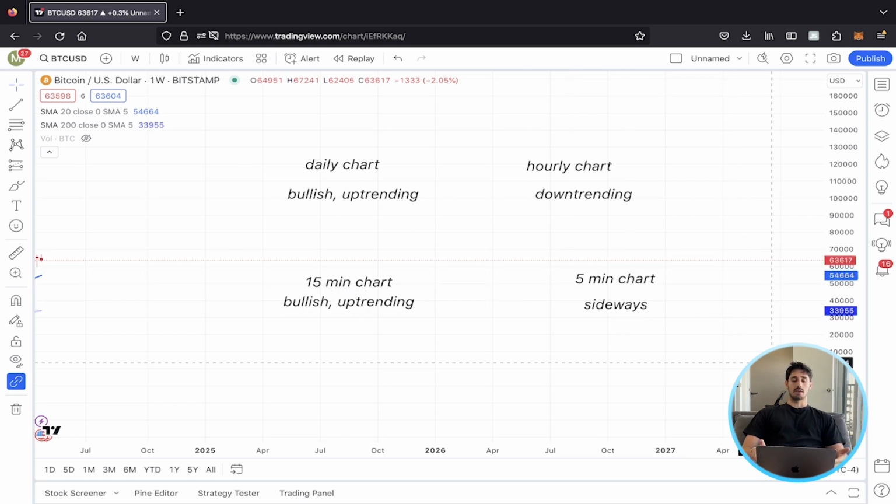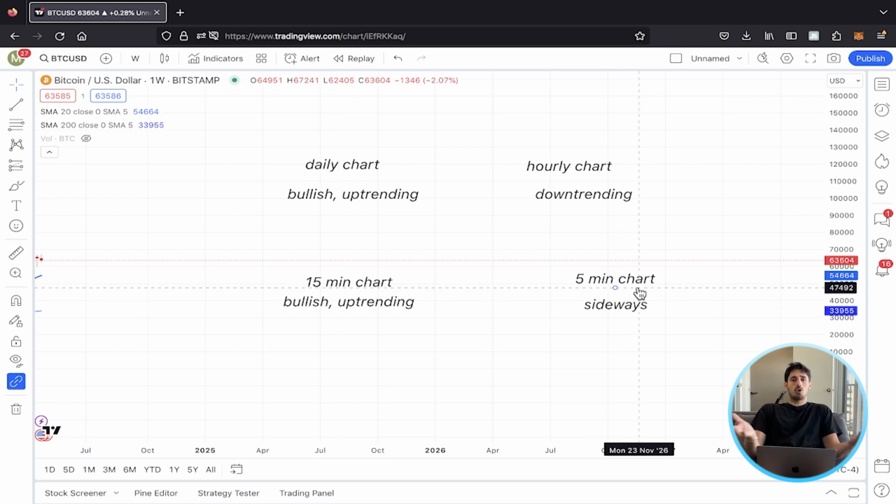If I'm looking at this, the first thing that I'm going to notice is that we don't have alignment, right? Every time frame is essentially different. The higher time frame is uptrending. The next larger time frame is downtrending. Next we have the 15-minute chart, which is pointing up, 5 minutes sideways. I don't have alignment. I don't know what's actually happening with price, right?